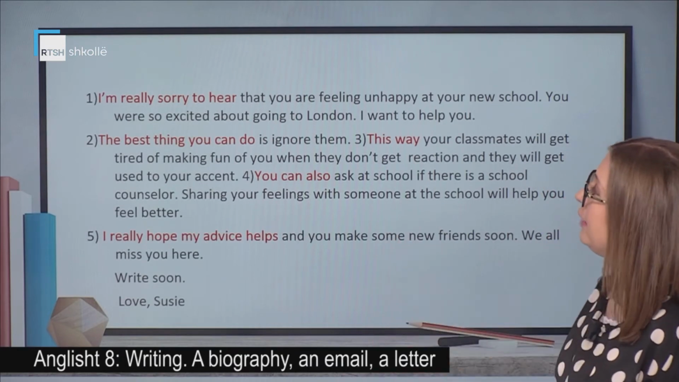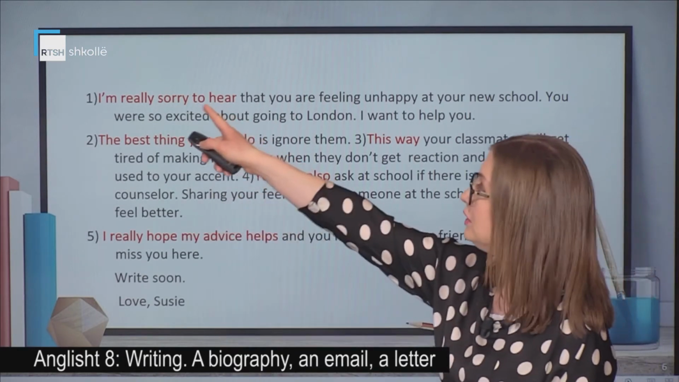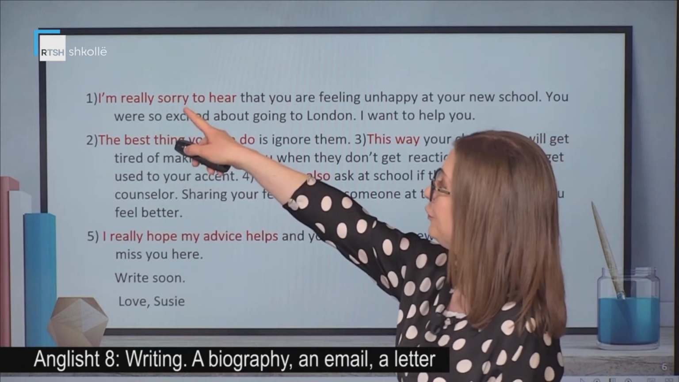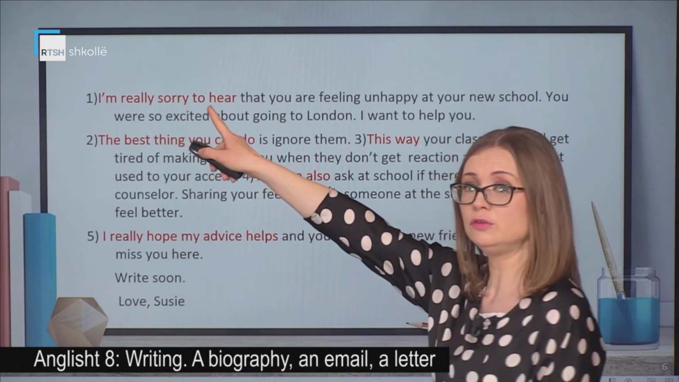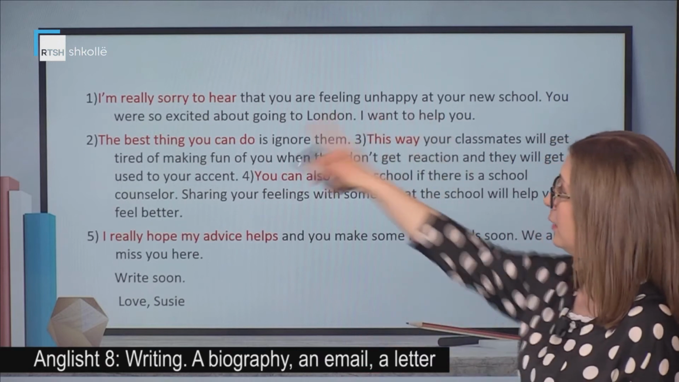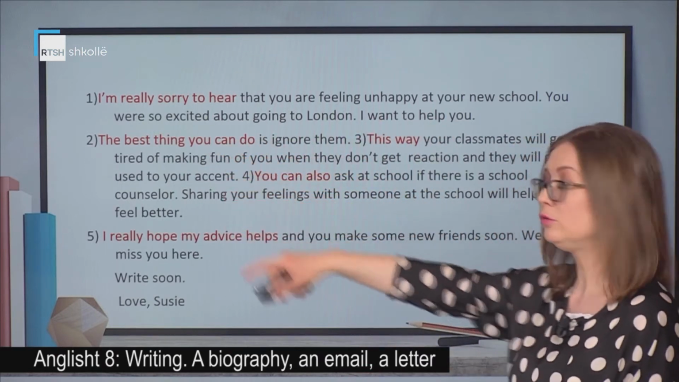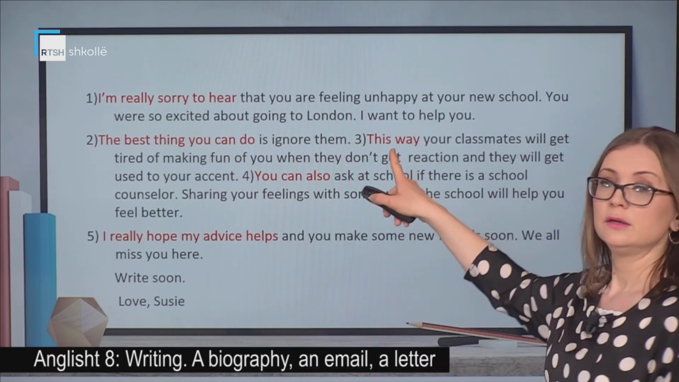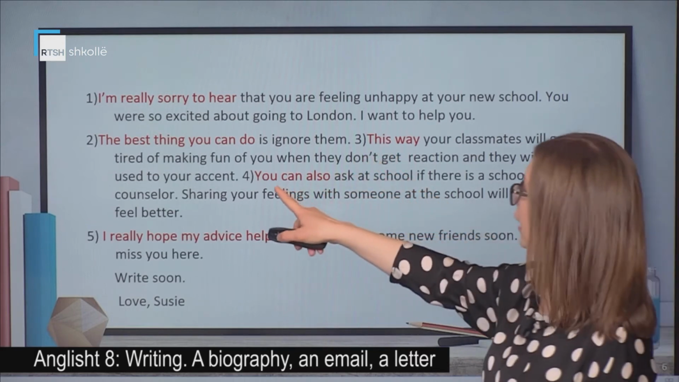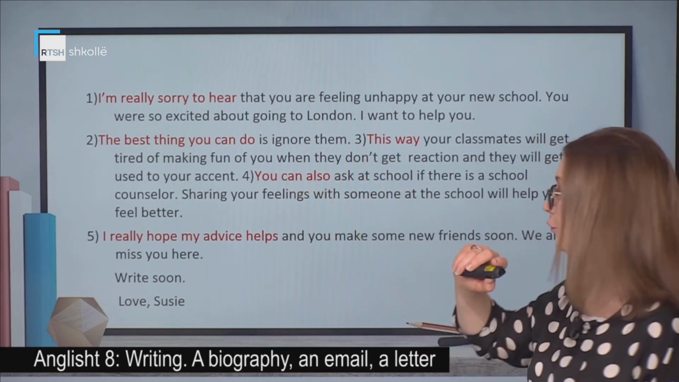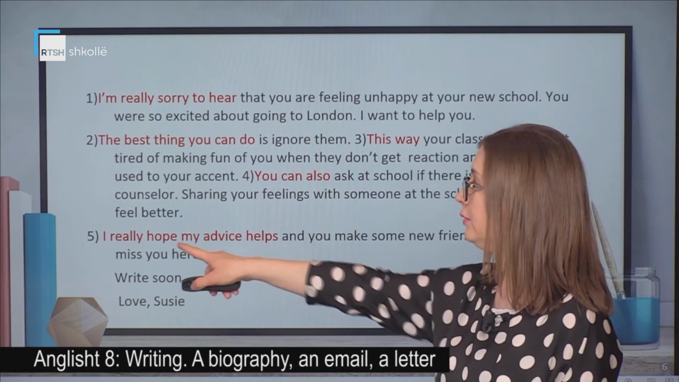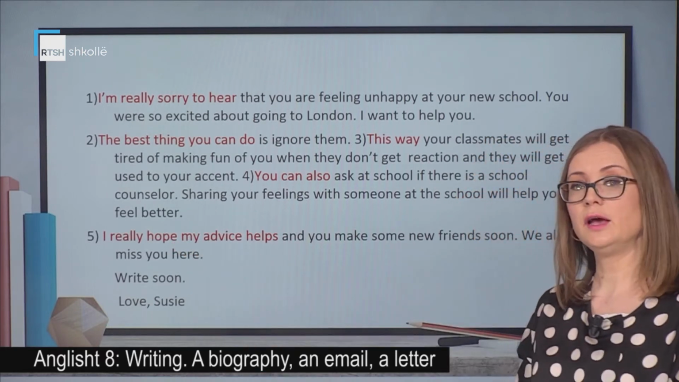So, as you see, Susie is writing her email to Tara by giving her advice. We actually have the missing sentences written in red, and the first one is, I'm really sorry to hear. The second one is, the best thing you can do. The next one, this way. You can also at the fourth, and then, I really hope my advice helps.